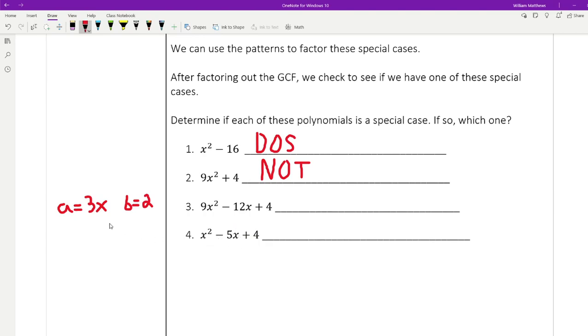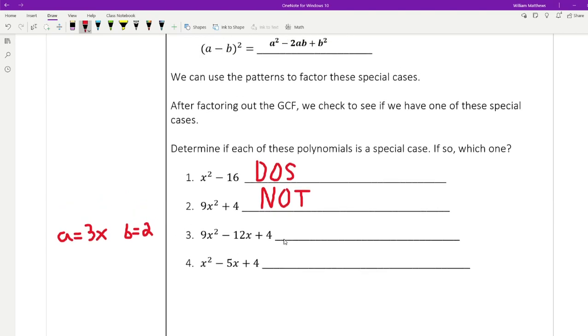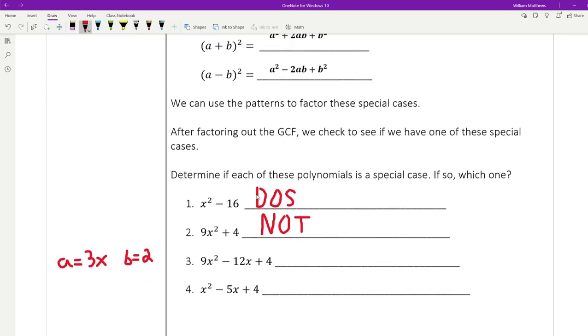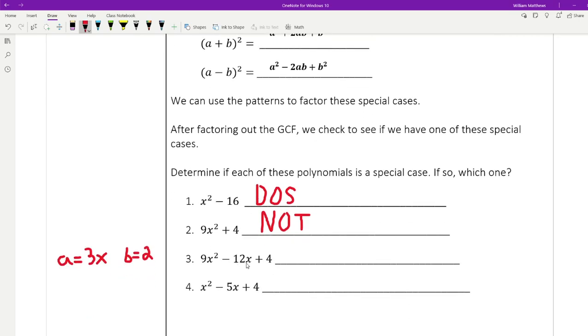In this case, the 3x times the 2 would give me 6x. And if I multiply it by a negative 2, following the second formula, I would end up getting the negative 12x. So in this case, it works. It would be my perfect square trinomial.